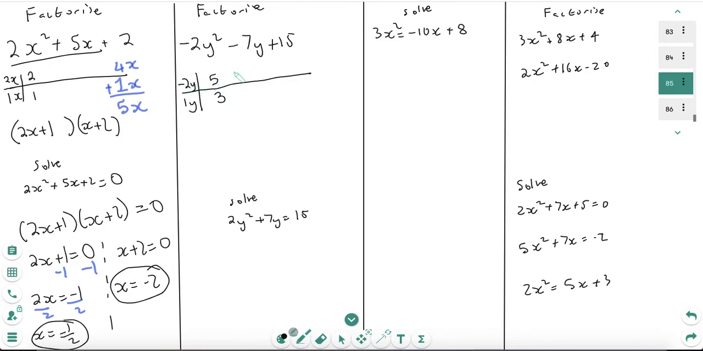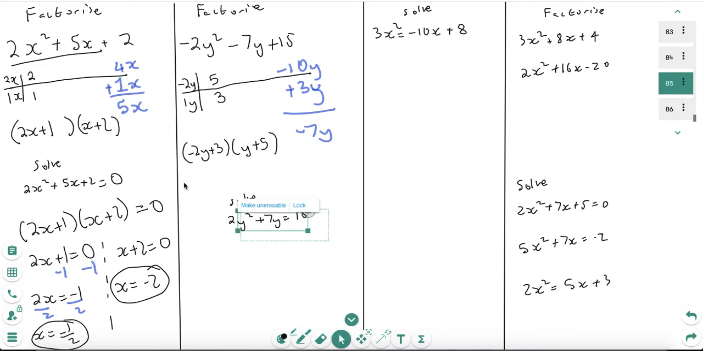Minus 2 times 5 is minus 10y. 1y times 3 is 3y. 3y is positive. Minus 10 plus 3 is negative 7y. Ooh, it matches. Perfect. We'll combine diagonally. So minus 2y positive 3, and 1y positive 5. We don't need that 1, so it's just y, positive 5. And we've solved it, and we've factorized it.